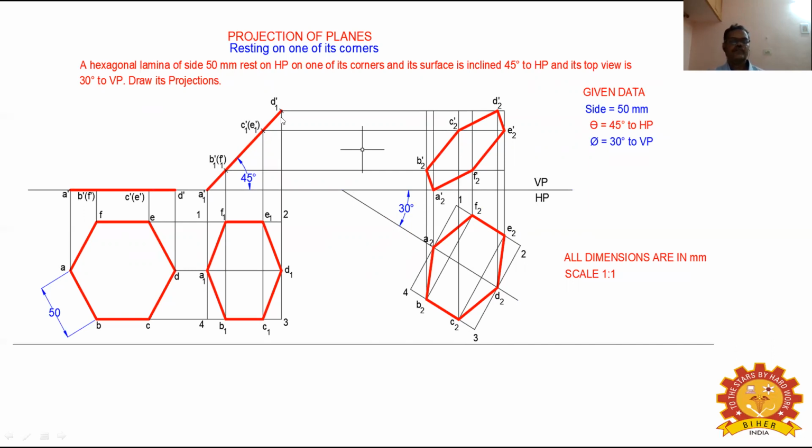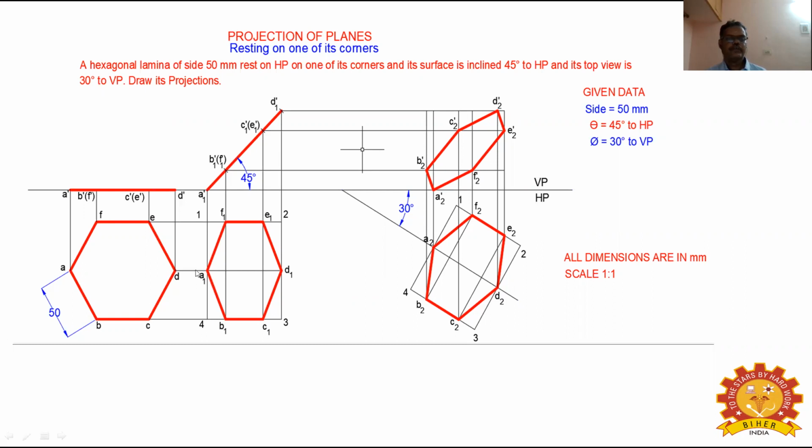Now from D1 dash, C1 dash, B1 dash, A1 dash, draw a vertical line, and from B, D, E, draw a horizontal line. The corresponding intersection points mark as A1, B1, C1, D1, E1 and F1. Therefore, we have a smaller hexagon. And you have to transfer the points to the third step, which is inclined to VP.